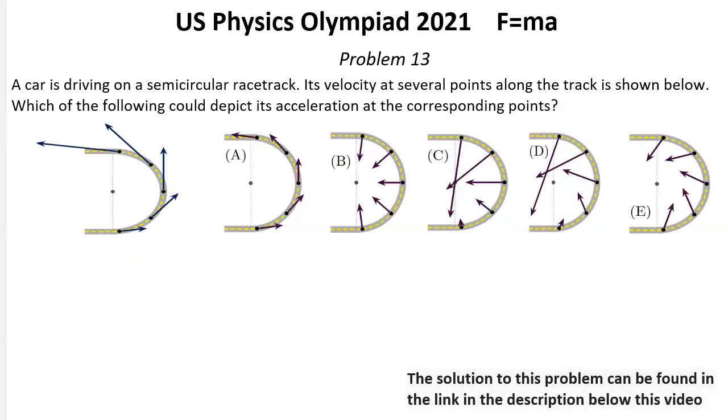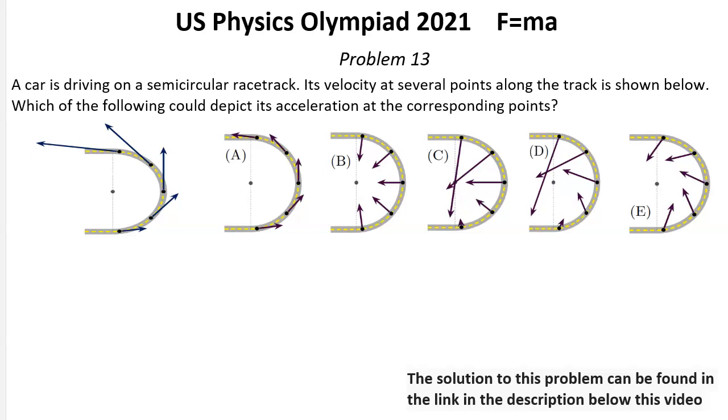Problem number 13. A car is driving on a semicircular racetrack. Its velocity at several points along the track is shown below. Which of the following could depict its acceleration at the corresponding points?